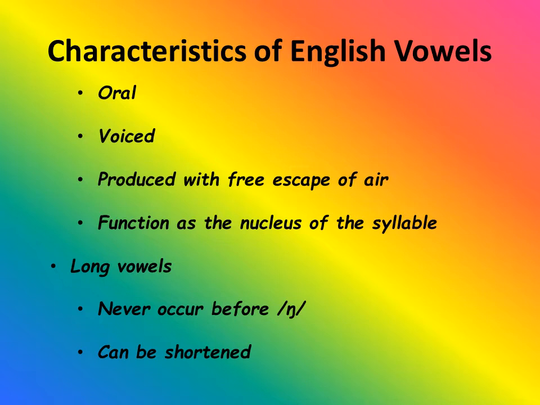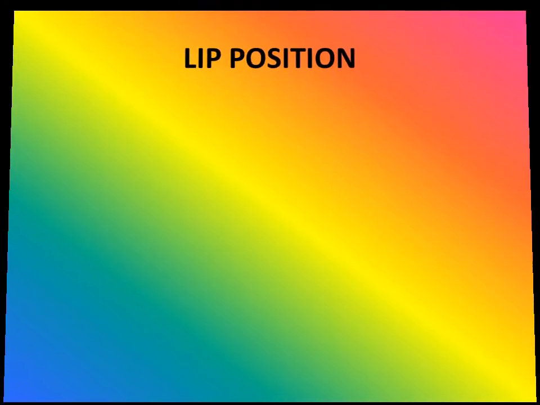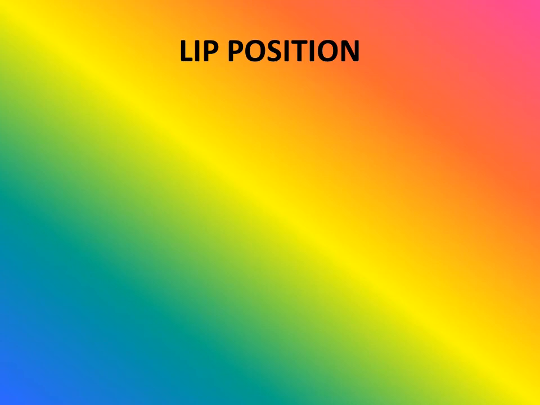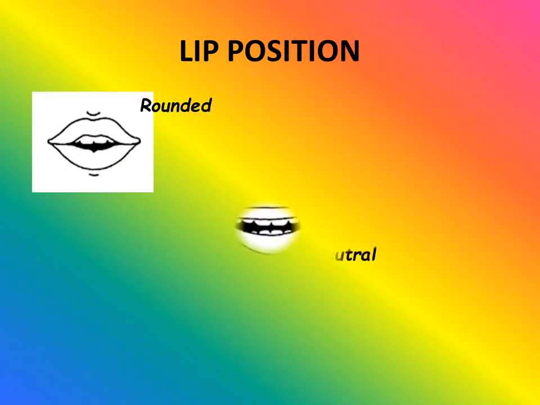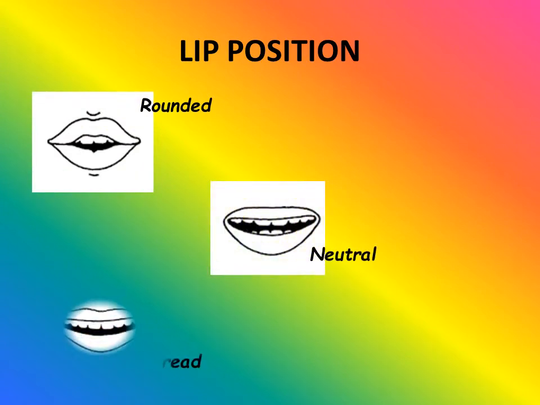Long vowels never occur before velar-nasal, and they can be shortened if they are in a syllable that closes in a fortis or if the following syllable is unstressed. We also describe vowels in terms of lip position, which can be rounded, neutral, or spread.